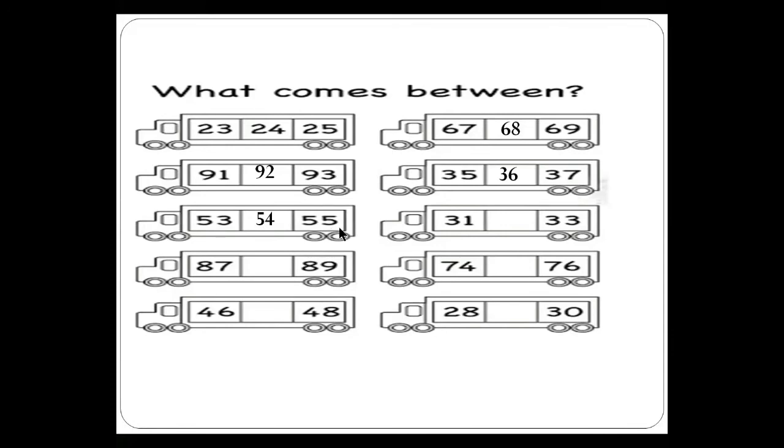54, 55. Now 31, what will come in the center? 32, then 33. Now 87, what will come after 87? 88 and then 89. Now we have 74. What will come in the center? 75, then 76. Now 46. What will come in the center? 47, then 48. In the last, 28, then 29 and 30. These are the numbers that come in the center, or between.